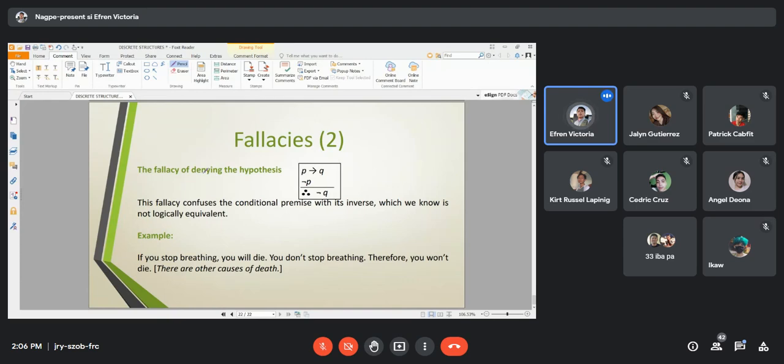Okay, so the other fallacy is denying the hypothesis. This fallacy confuses the conditional premise with its inverse. So the inverse has a not, which we know is not logically equivalent. So they are not equivalent. The inverse is not logically equivalent.